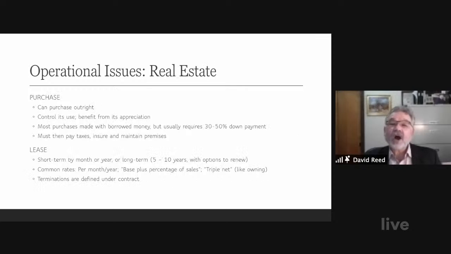Real estate, are you going to own it or are you going to lease it? Real estate in the United States is relatively inexpensive, relatively easy to acquire, and relatively easy to obtain loans to assist you in acquiring it.